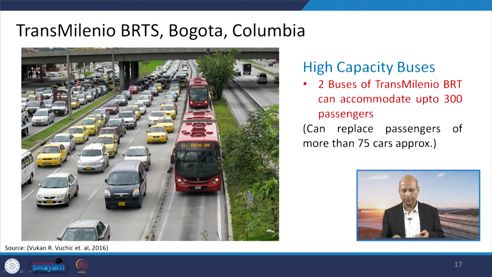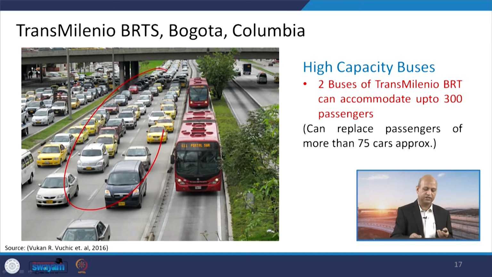Then this is one very good example because the 2 buses can accommodate around 300 passengers. So, that means 75 cars, if we assume that one car is taking around 2 passengers or so. So, one bus can replace 75 cars. So, if one bus can replace so many cars, there is a lot of advantage, like less fuel is burnt, fewer emissions are there, air quality will be improved, if people can travel by using that bus.